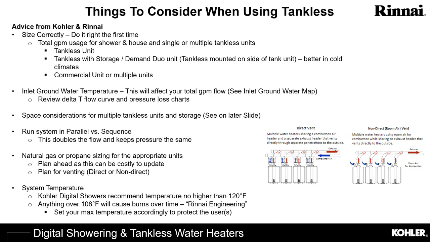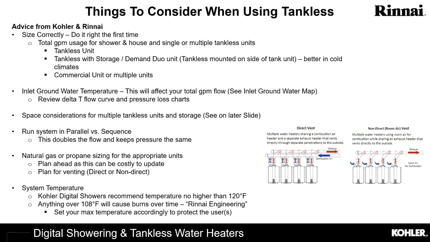Think about that in your total space to understand whether you're going to use a tankless unit or a tankless with some storage. And there are some great options we're going to show you here as well, including the Demand Dual, which gives you a larger unit with a tank storage on the side. And then maybe even commercial units, depending on where you're at and the size of the unit you need. But there's also some other things to think about. Inlet groundwater temperature plays a major effect in the total GPM flow that your system will allow. And we're going to go through what that looks like, look at the delta T curve for flow as well as inlet water, and show you what that looks like in a great chart.